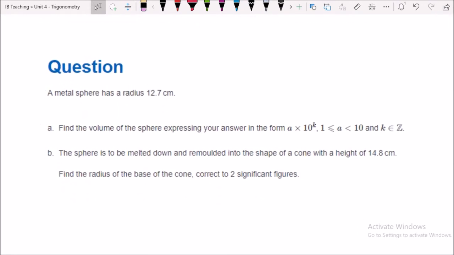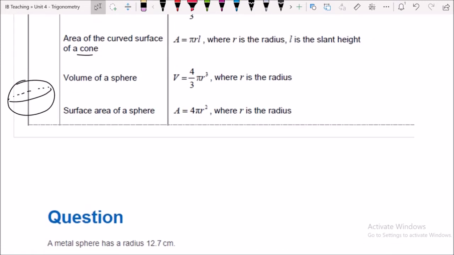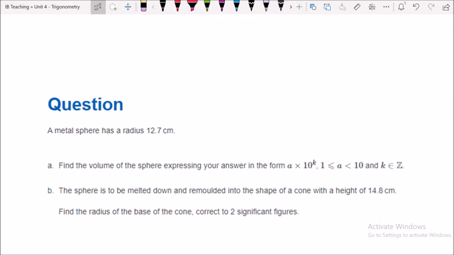Okay, first one. A metal sphere has a radius of 12.7. Find the volume of the sphere, expressing your answer in, basically that says in scientific notation. So the first thing I'm going to do is scroll back up for a moment and find the volume of a sphere, and it's right here, 4/3 pi r cubed. So I'm going to start there.